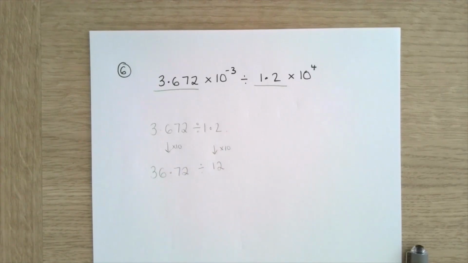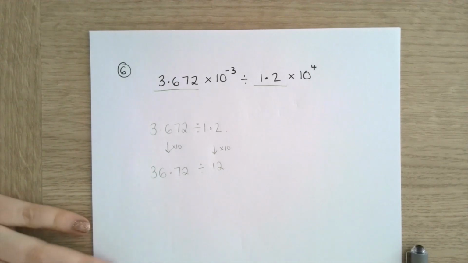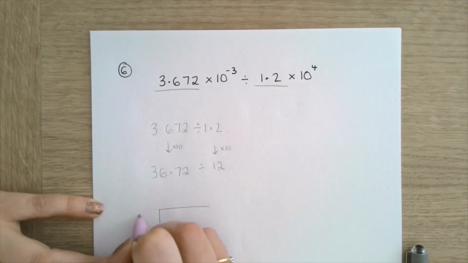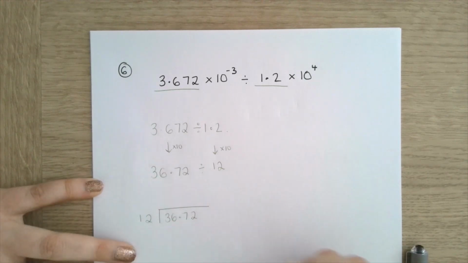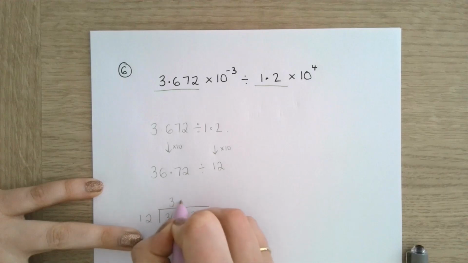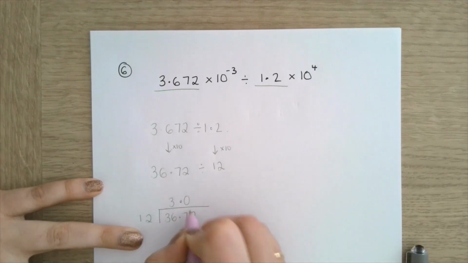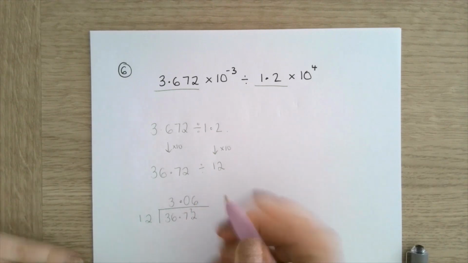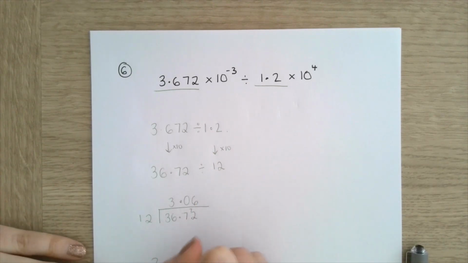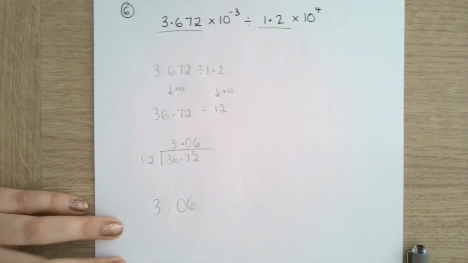Now, because of the rules of division, I don't actually have to then divide by 100 like I did with the multiplication at the end. It's only with the multiplication that I have to do that. I'm now going to divide this. 36.72 divided by 12 goes in 3 times, doesn't go, and carry the 7, 6. So I get 3.06 for that part of the working.